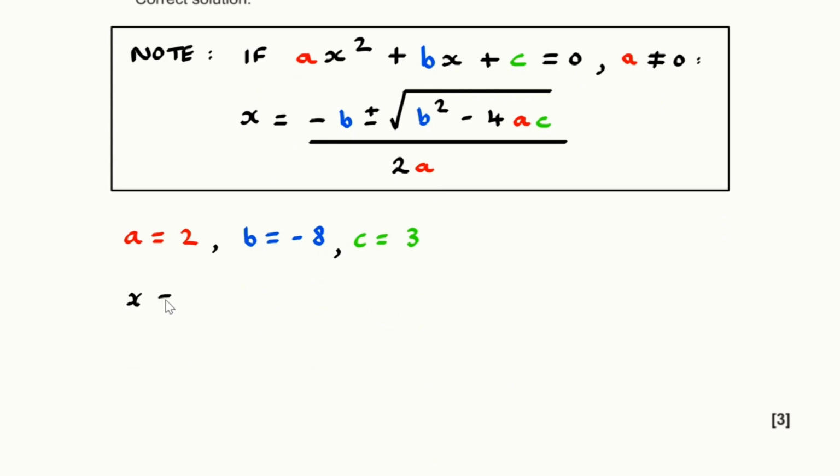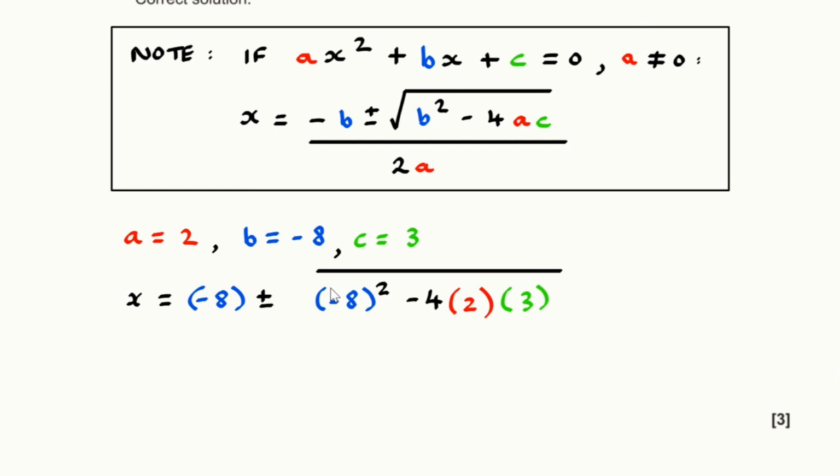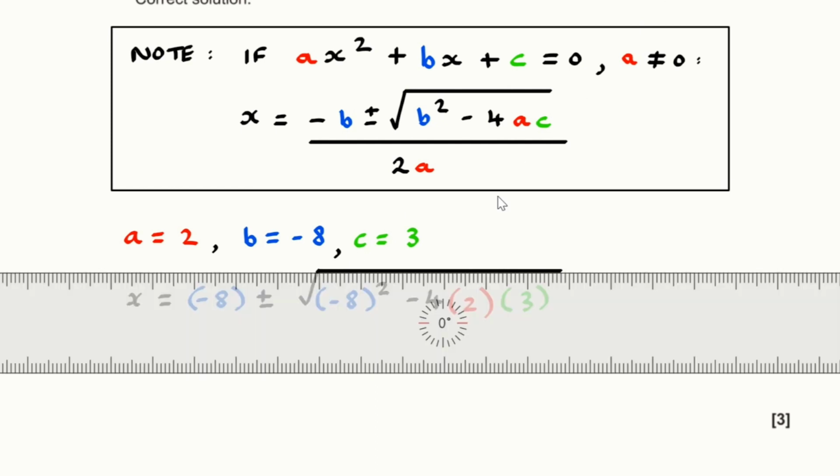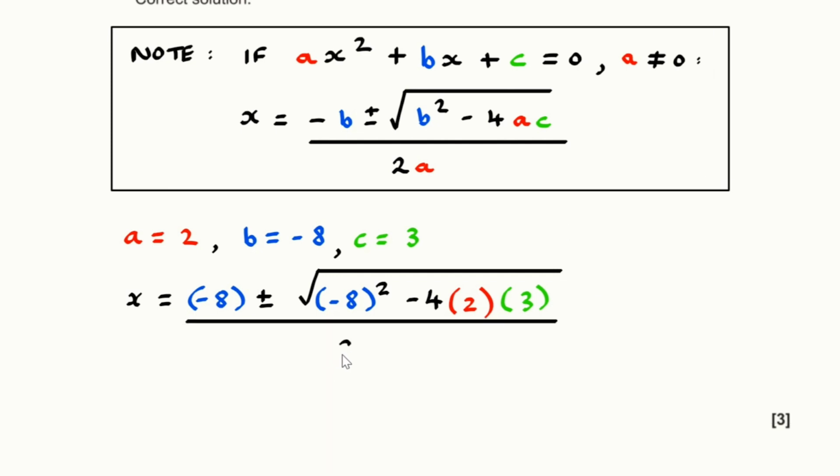I've got x equals negative b, so here I've got negative 8 plus minus b squared. So I have minus 8 squared minus 4ac, square rooted, divided by 2a.